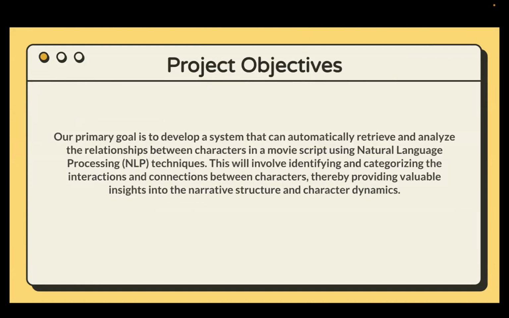For the project objectives, our primary goal is to develop a system that can automatically retrieve and analyze the relationships between characters in a movie script using natural language processing techniques. This will involve identifying and categorizing the interactions and connections between characters, thereby providing valuable insight into the narrative structure and character dynamics.